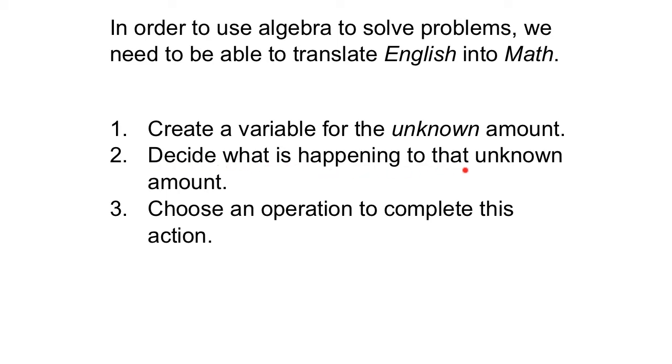Decide what is happening to that unknown amount. So read the question, decide, is it being increased, is it being decreased, is it being multiplied, is it being divided? You have to decide, and then based on that, you need to choose an operation to complete this action. So are you multiplying, dividing, adding, subtracting? What are you doing? You got to decide what to do. So keep these things in mind. We need to have a variable, and we need to have an operation or several operations applied to that variable.